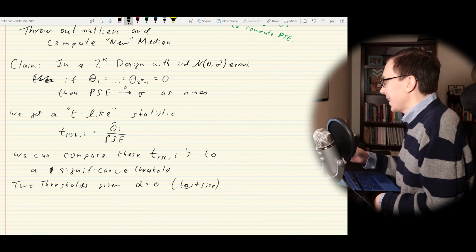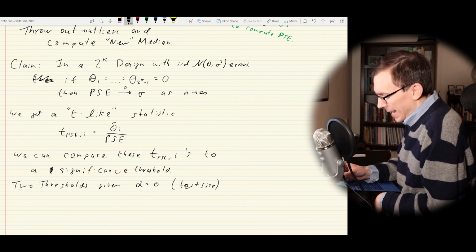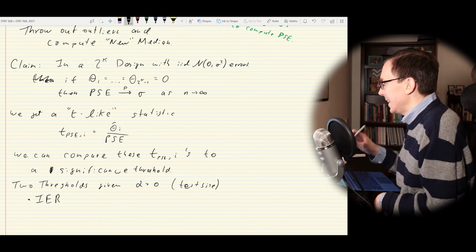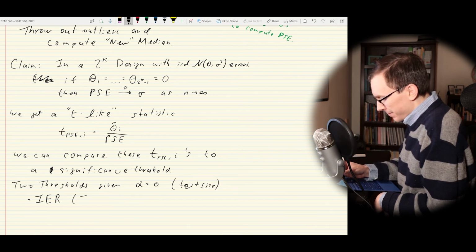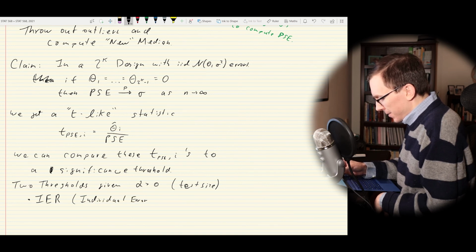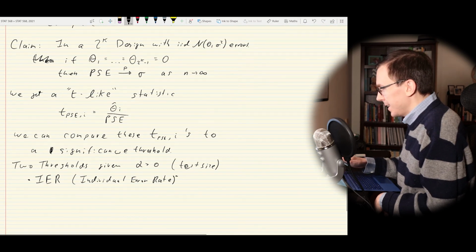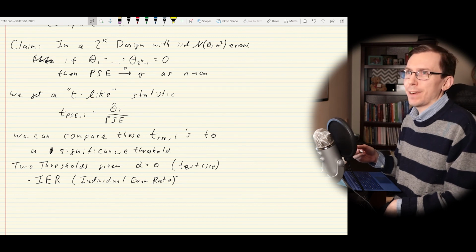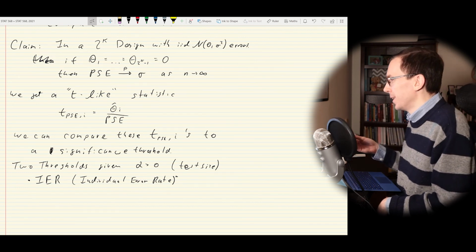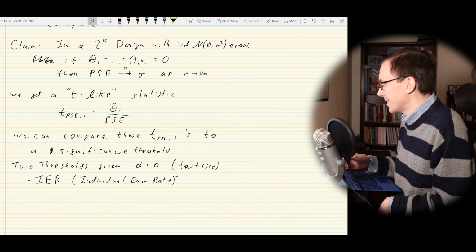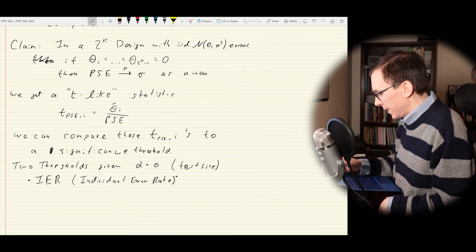The first has, I guess, a couple different names. We have the IER, which is the individual error rate. The individual error rate is kind of like the uncorrected threshold, the threshold that is not corrected for multiple testing. It's sometimes called the marginal error rate.